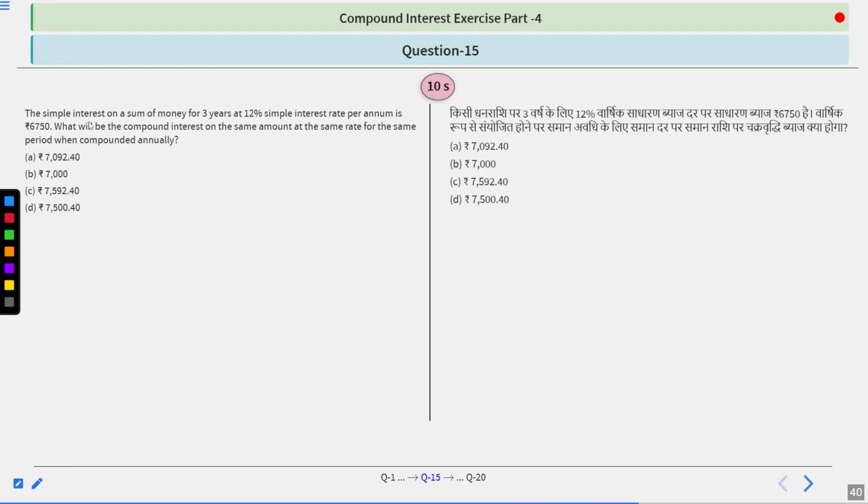Next, the simple interest on a sum of money for 3 years at 12% simple interest rate per annum is rupees 6,750. What will be the compound interest on the same amount at the same rate of interest for the same period when compounded annually? And the options are option A, rupees 7,092.40, option B is rupees 7,000, option C is rupees 7,592.40, and option D is rupees 7,500.40. These are the options.